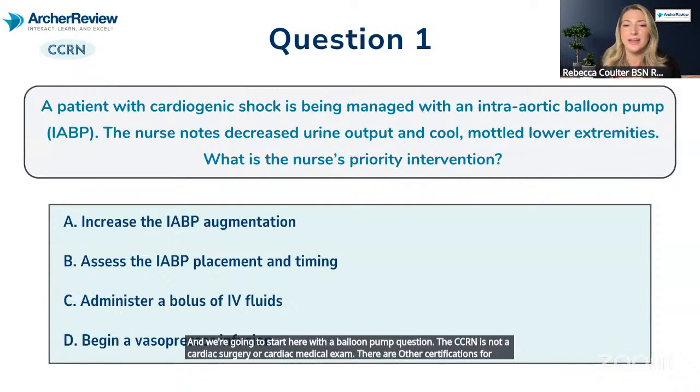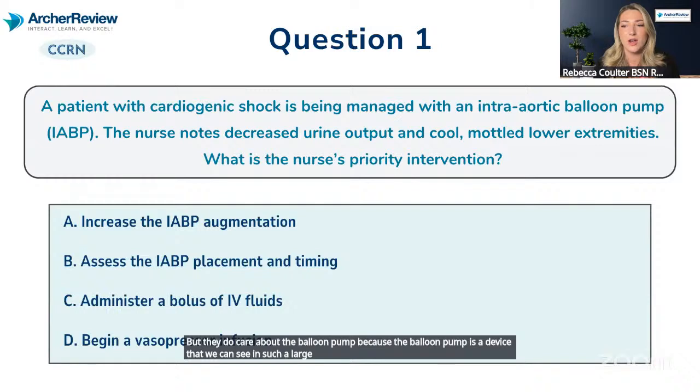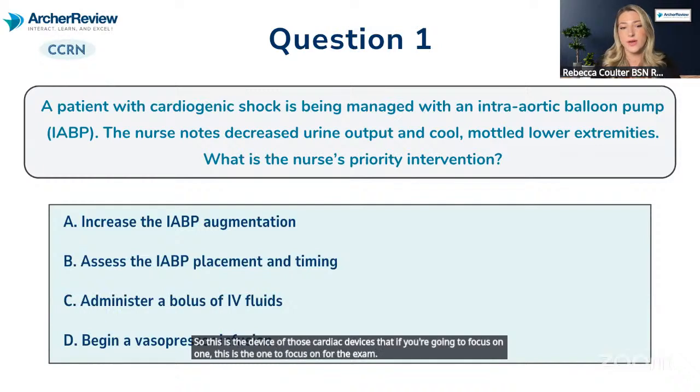So the CCRN is not going to care that you know extensive details about every single cardiac assist device out there, but they do care about the balloon pump because the balloon pump is a device that we can see in such a large variety of ICUs. It's really not only specific to cardiac ICUs. So of those cardiac devices, if you're going to focus on one, this is the one to focus on for the exam. So let's go ahead and get started here.